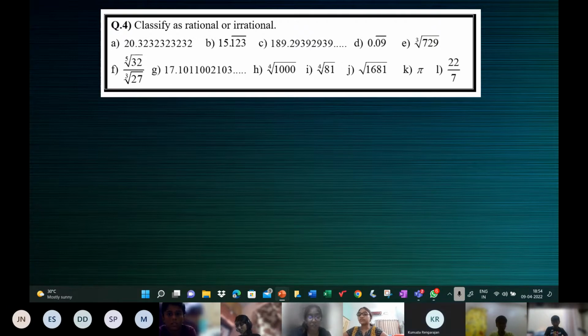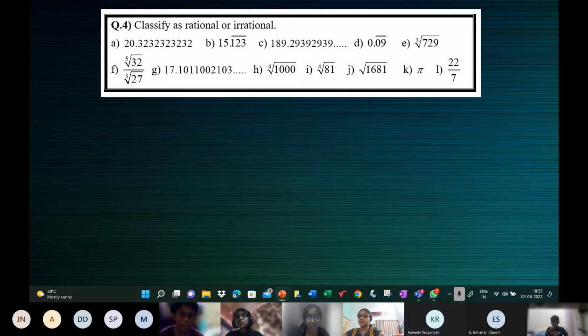Yes, Devadarshini, second one. Ma'am, it's a non-terminating repeating decimal, correct. But the heading is identify as rational or irrational. Ma'am, it's irrational. Netra, what do you think about B? Yes, Sanjay. Ma'am, it's a rational number, because it's a non-terminating repeating decimal. So Devadarshini, non-terminating repeating decimals are rational numbers because they have a p by q form.